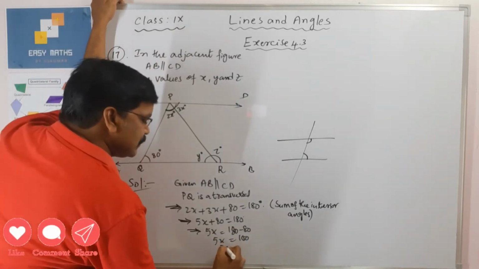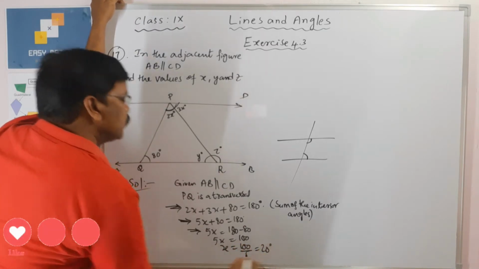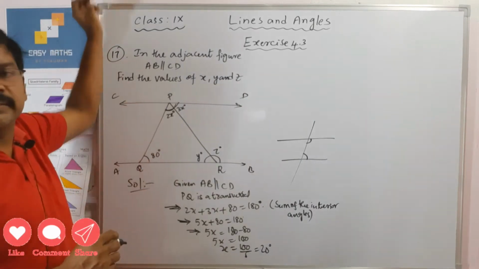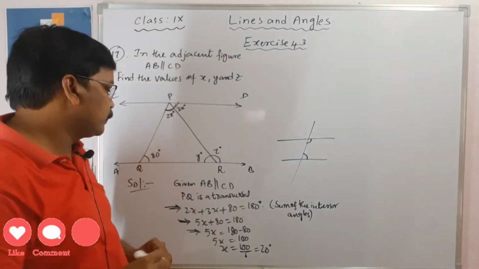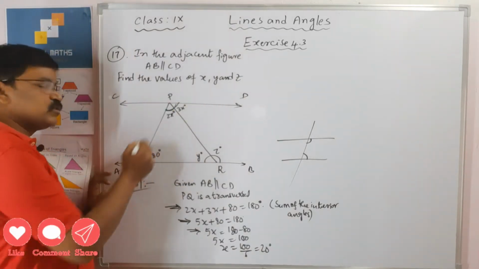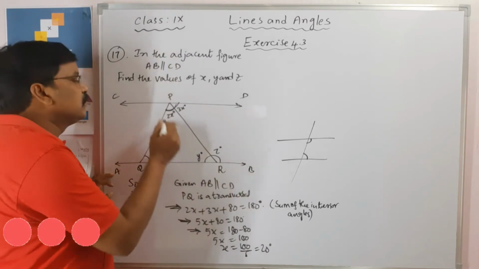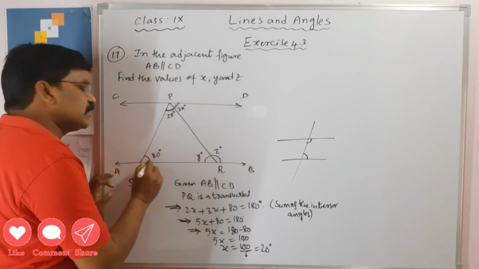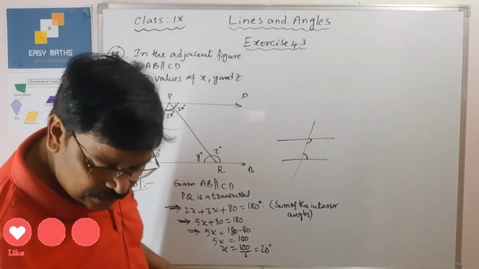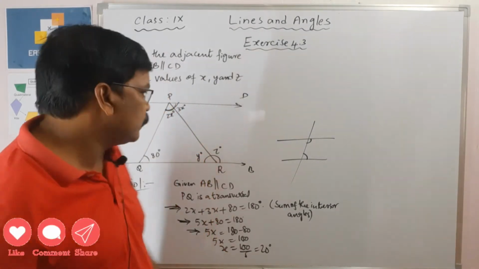So x means 100 by 5. So that is 20. So the value of x is what? 20 degrees. How do you find the value of x here? This PQ is a transversal. Of course, this CD and AB are parallel lines. This 2x plus 3x and 80 degrees, they are interior angles on the same side of the transversal. So they are supplementary, right?